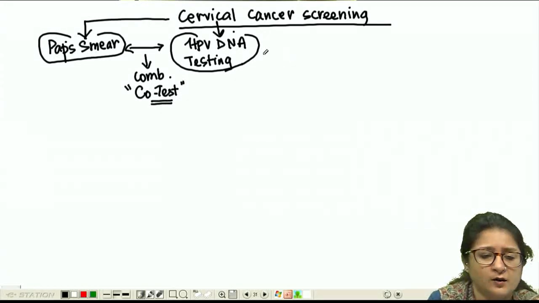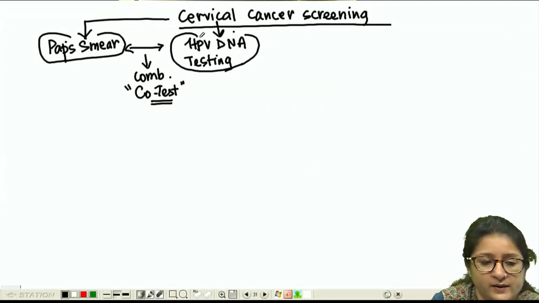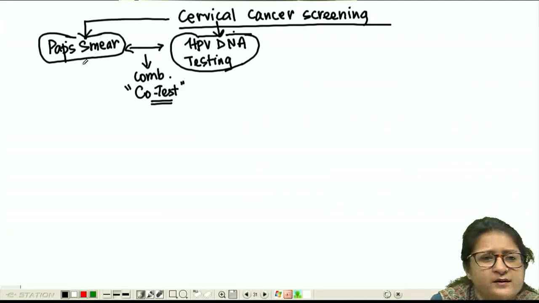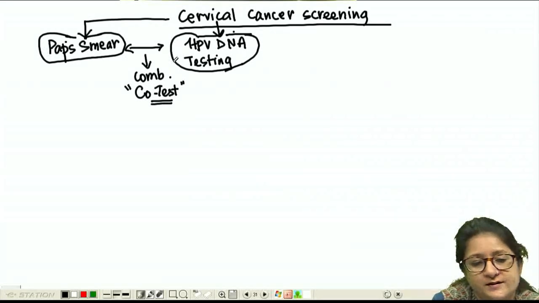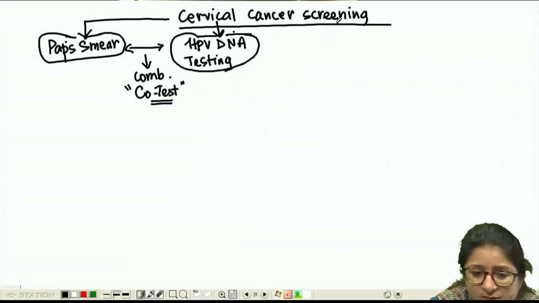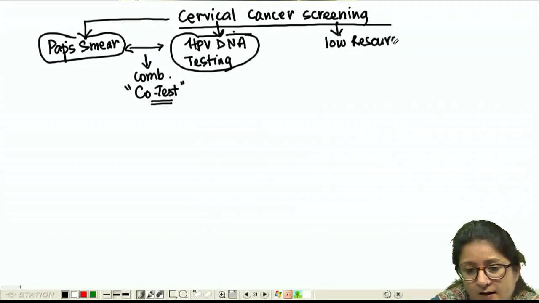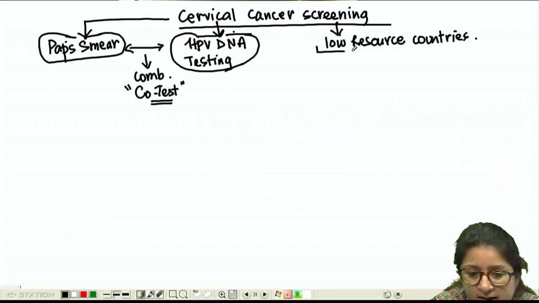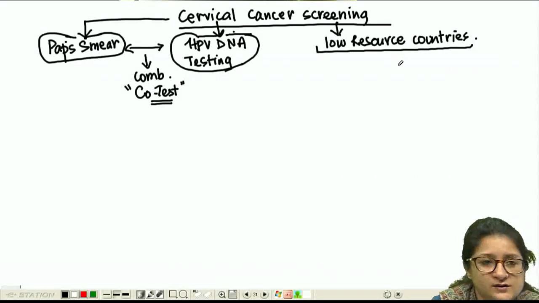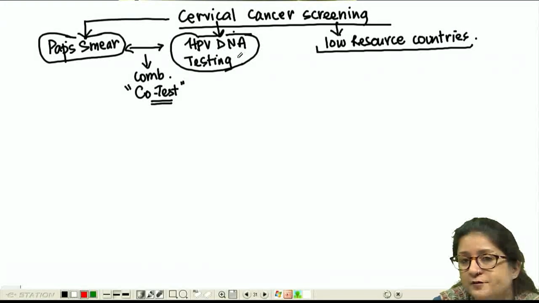Not yet a part of the protocol, but primary HPV DNA testing is also being evaluated as a method of cervical cancer screening without doing the pap smear. It is something we will not go into the details of as of now, but we'll consider each of these tests one by one. And apart from that, for cervical cancer screening in low resource countries like India, not all the cities in India are low resource, we have villages, we have PHCs, we have CHCs where pathologists might not be available, where apparatus to do a microbiology lab might not be available.